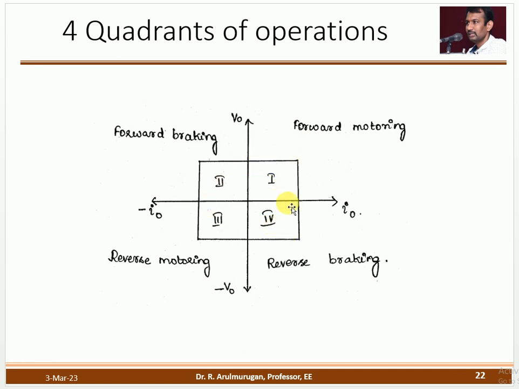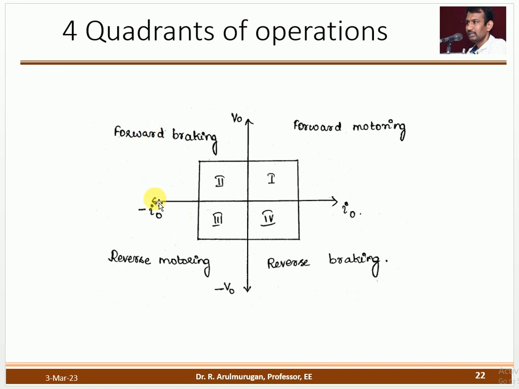Quadrant number 1 is class A. What is class A? Output voltage and output current both are positive. What is the operation? Forward motoring. Because both are positive, forward motoring takes place. Power flows from the source to the load. The motor is operating, consuming power, and working. Then, if I want to stop, forward braking. How to stop?